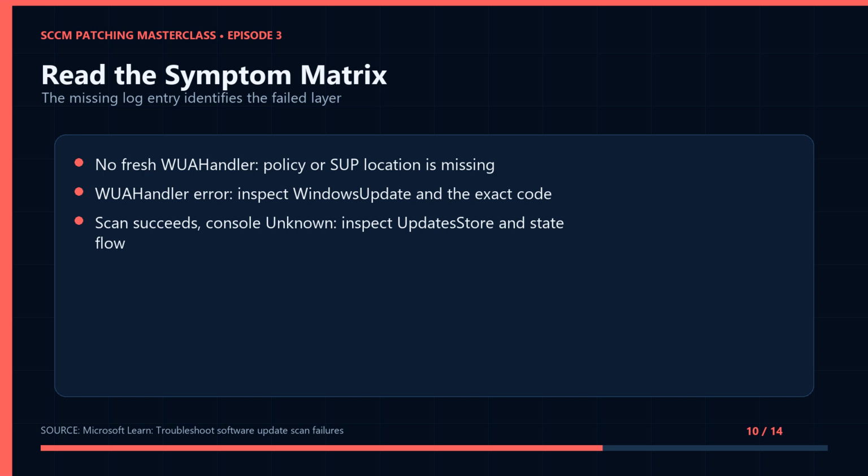If WUAHandler starts and fails, move to WindowsUpdate.log, connectivity, proxy, policy conflict, or the exact component error. If the scan succeeds but compliance remains unknown, move forward to UpdatesStore and state messages. This prevents a common mistake, applying a Windows Update reset to a client that never received an update source.